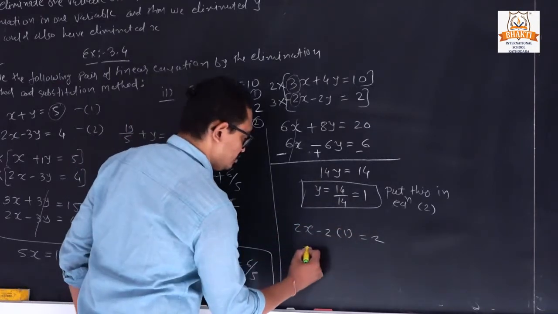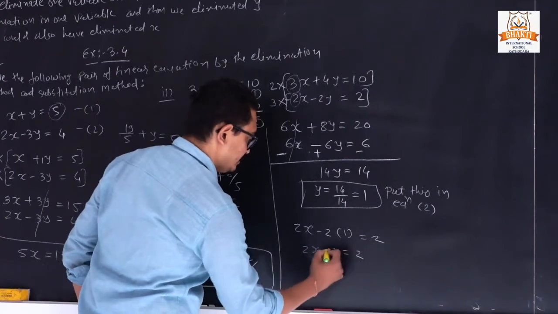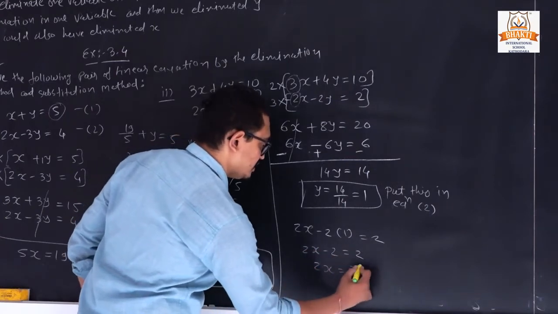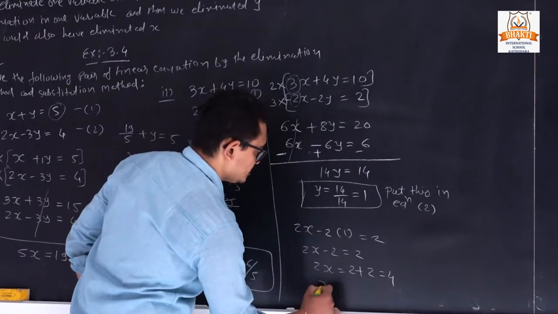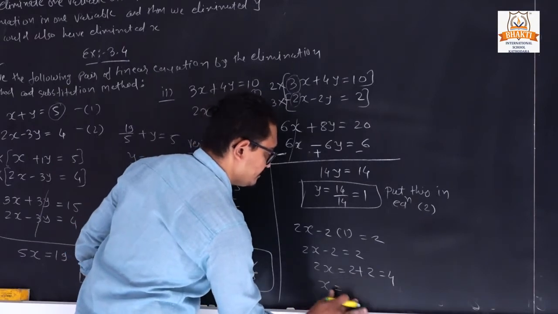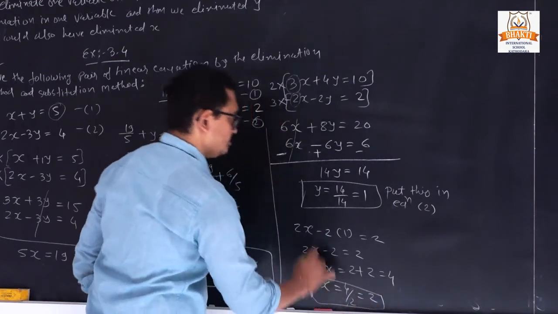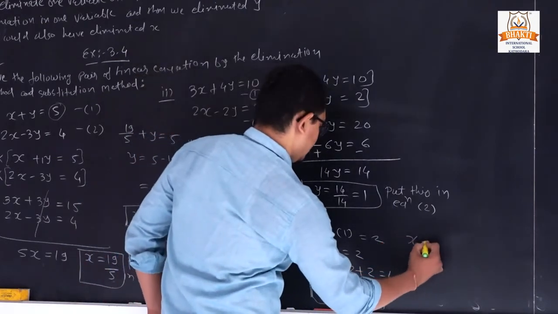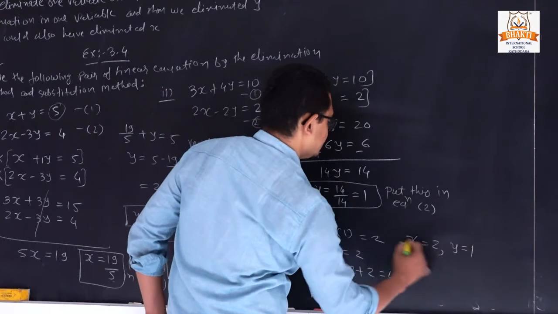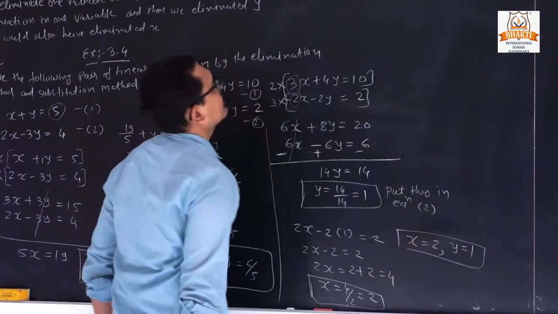So 2 ones are 2, minus 2 is going to the second side, so 2 plus 2, so it is 4. So x is equal to 4 divided by 2, so the answer is 2. So what is our solution? X is equal to 2 and y is equal to 1.